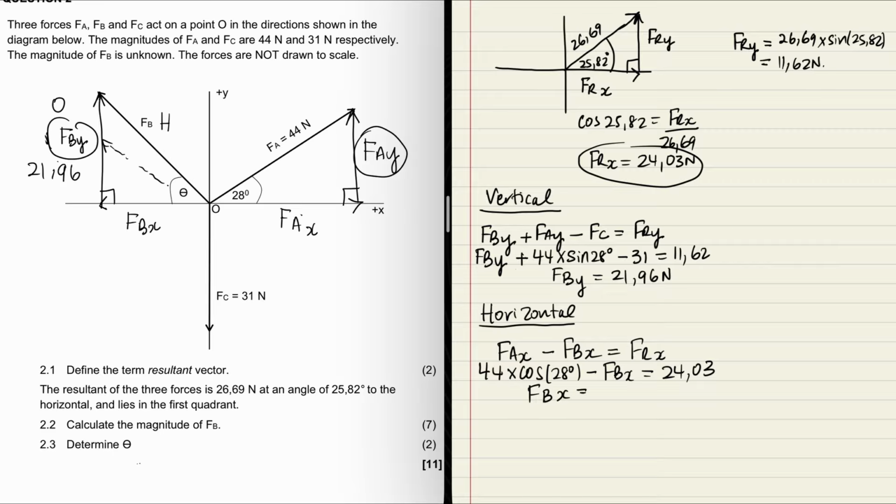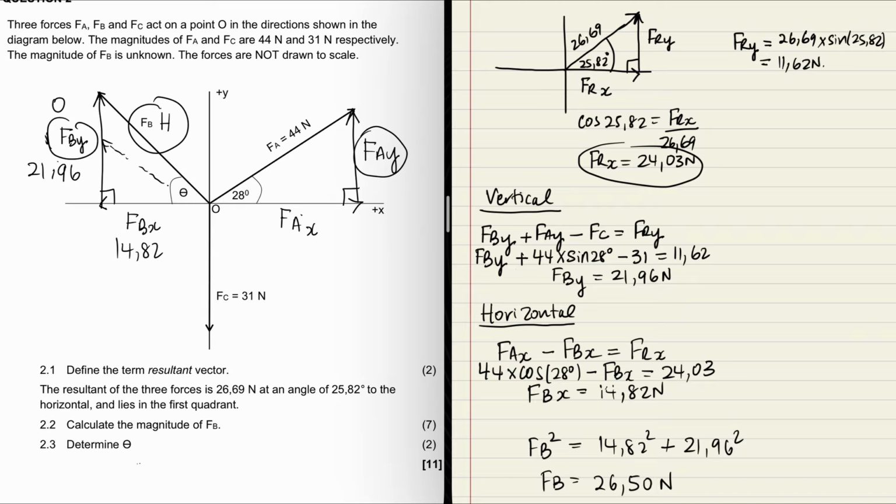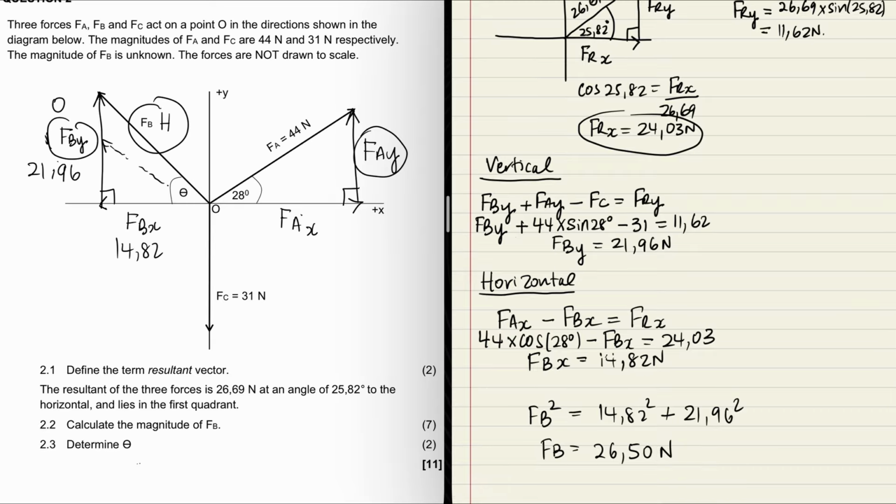FBX is going to equal 14,82 newtons. So I can put here 14,82. Now I have a triangle, and if I want FB, that's the hypotenuse. So FB squared is going to equal 14,82 squared plus 21,96 squared. That means FB is going to equal 26,50 newtons.